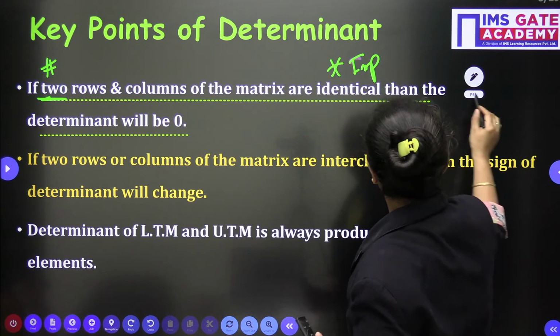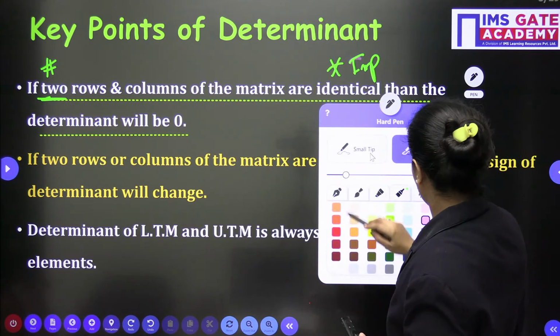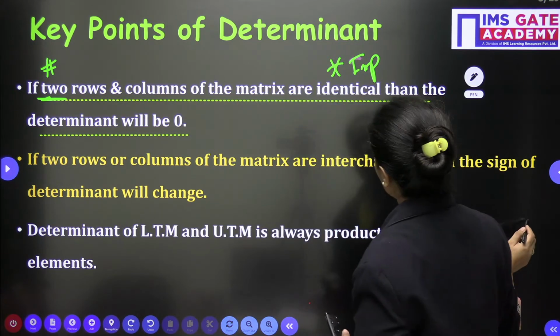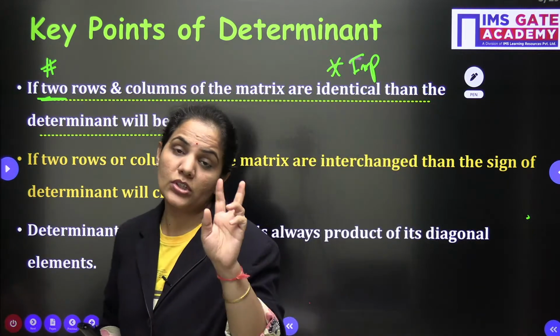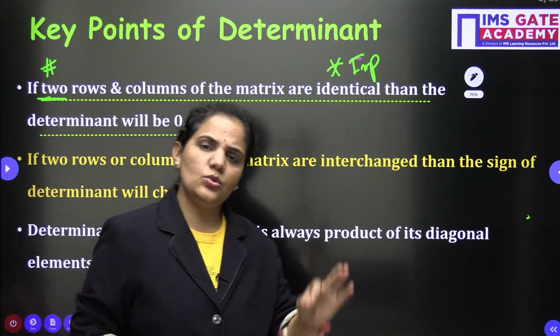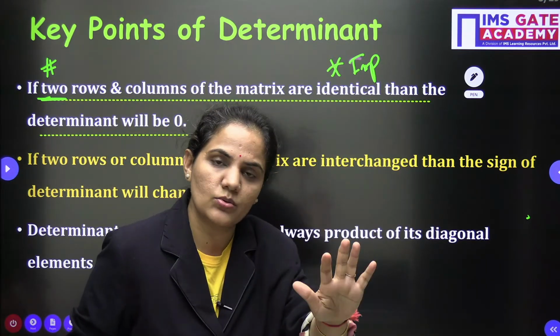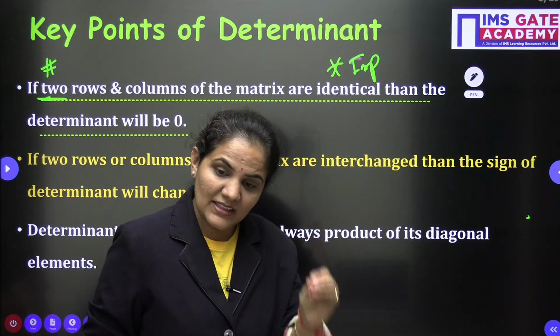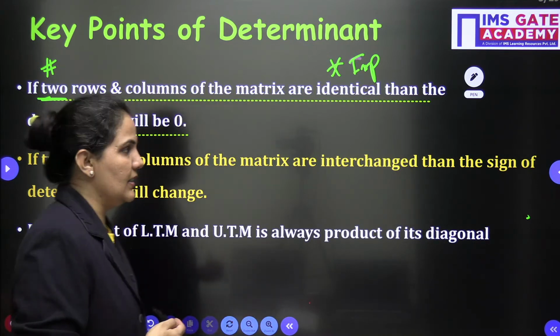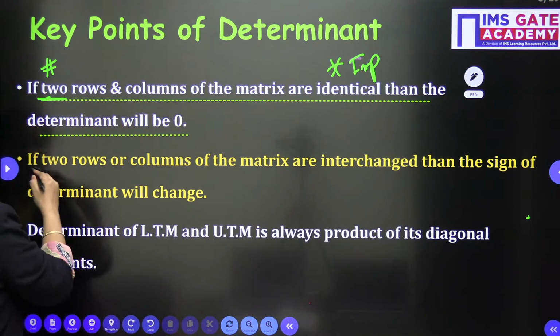What is this property? If we are having a matrix whose 2 rows or columns are identical, then dear students, you need to put the determinant equal to 0. Put the determinant as 0 with your eyes closed. You can solve it very, very easily. Okay. Now let's talk about the next one.